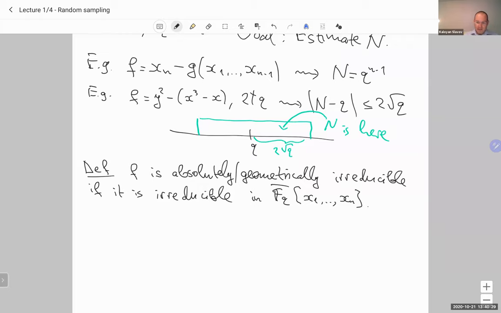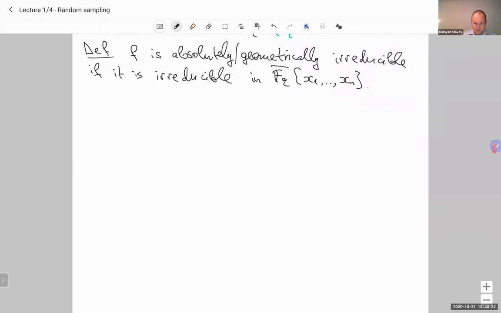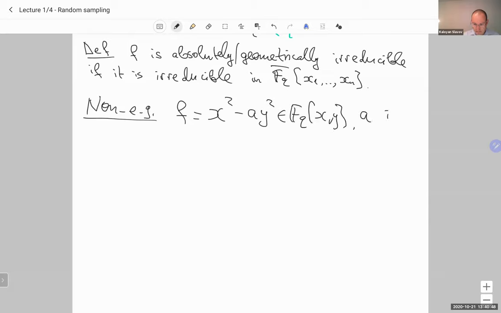Now, the examples we had above are geometrically irreducible, because even if you look at them in Fq bar, they stay irreducible. Now, it's very important to keep in mind a non-example. f equals x squared minus a y squared with coefficients in Fq, where a is not a square in Fq. Since a is not a square in Fq, this polynomial is irreducible over Fq. But over the algebraic closure, a becomes a square, and then the polynomial will factor as two linear polynomials over the algebraic closure. So this is the non-example we want to keep in mind.